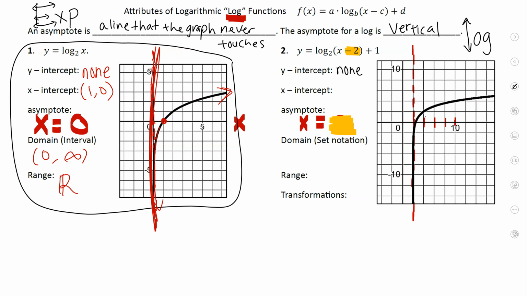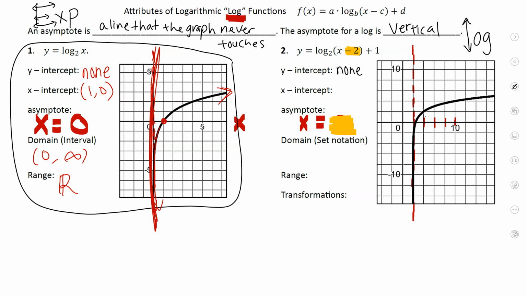It went to the what? It went to the right 3. Guys, if it went to the right 3, where is your asymptote? At 3, because it went to the right. And then it has an up 5. Okay, now notice, let me show you that your asymptote is at 3.